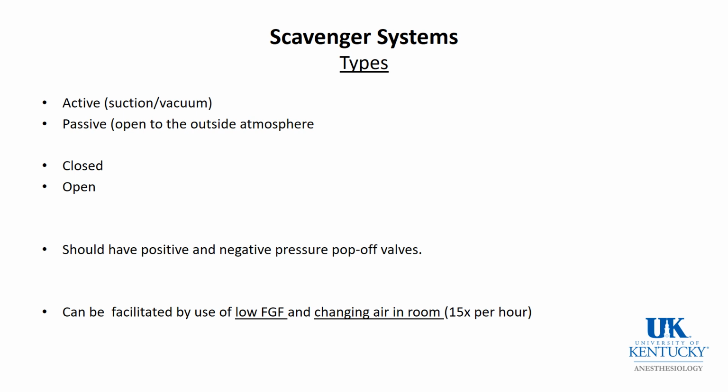But they're basically two systems: an active system, which has a suction and vacuum, and a passive system, which opens it to the atmosphere. In this case, the roof of our building. And remember that scavenging can be facilitated by low fresh gas flows, and also changing the air in the rooms rapidly, and that's determined by our maintenance department.